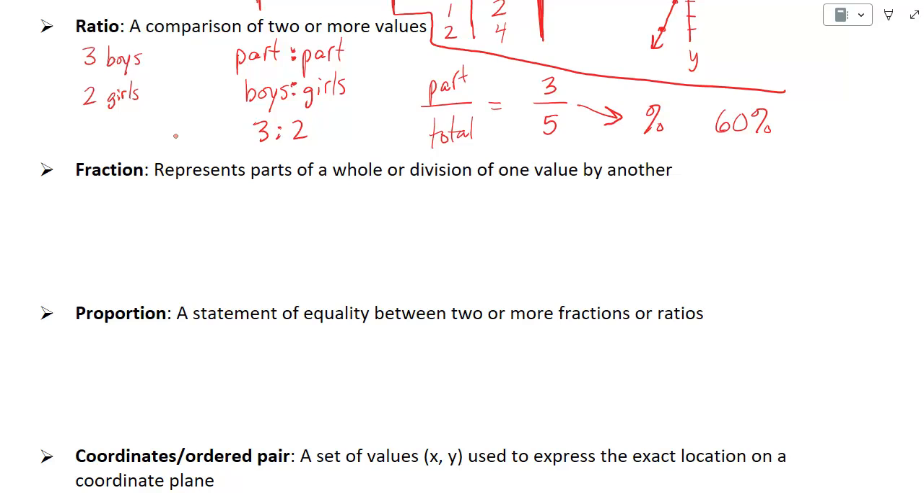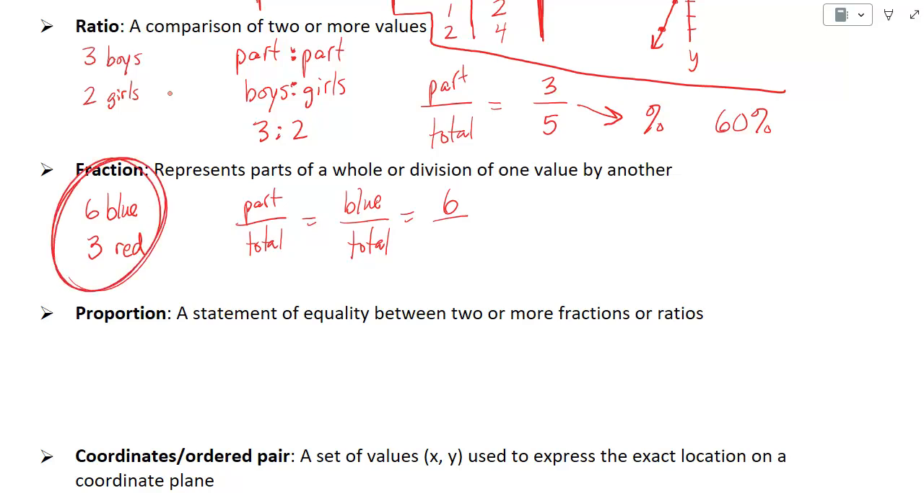Fractions, I kind of already got into that. You probably know what they are anyway. A fraction represents the parts of a whole or division of one value by another. Again, if I have 6 blue marbles and 3 red marbles in a bag, and I said what fraction or what portion are blue? Well, a fraction shows what part you're looking at compared to the total. So if I want to know how many blue there are, I'm going to go how many are blue over the total. Well, that's going to be 6 over the total, 6 plus 3, 9.